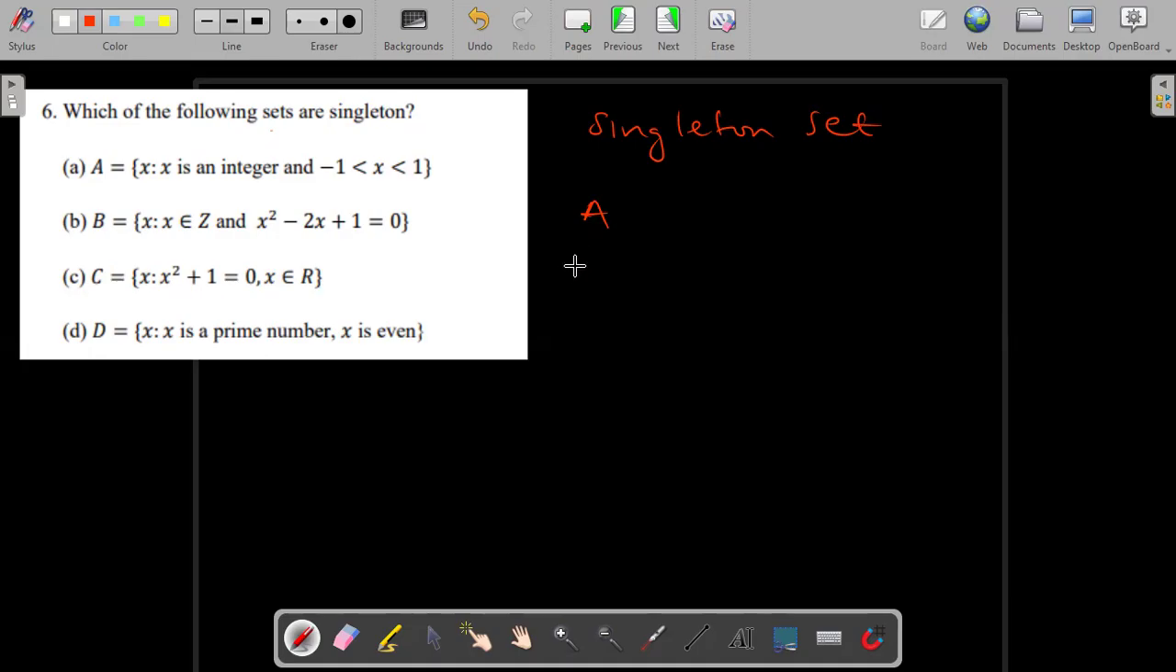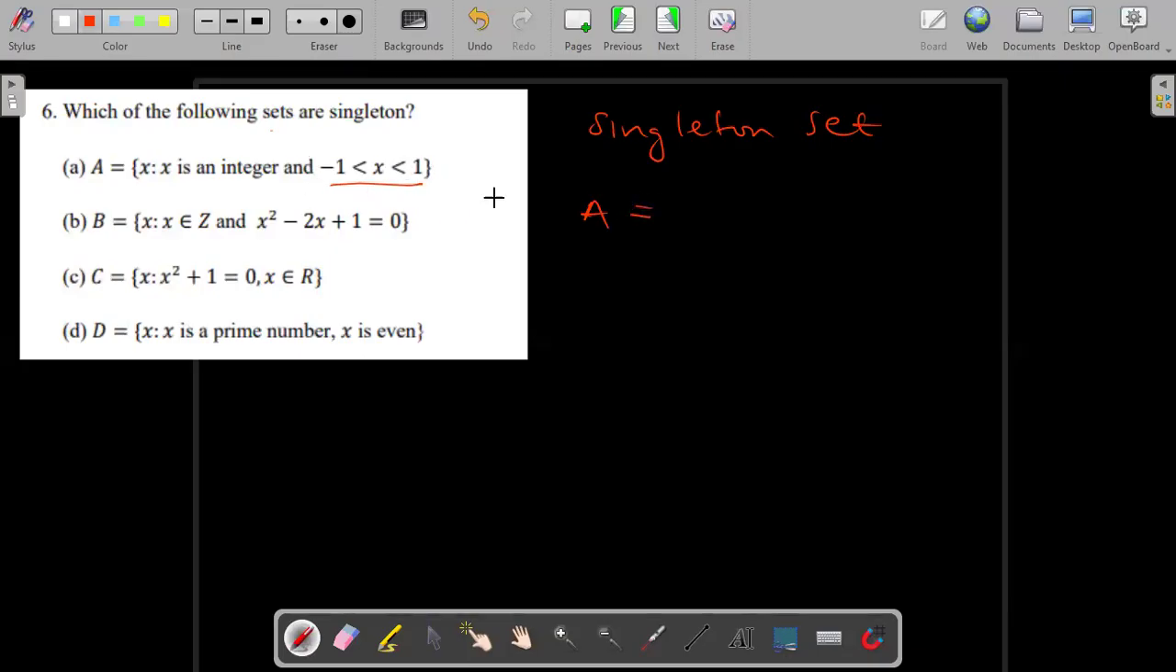So we have the set A, and the set A here, as we can see, is the set of all x such that x is an integer, and that integer has to be between the values given to us, -1 and 1. So -1 and 1 are not part of the set because it is strictly the less than symbol that they've used there. So now you check what is the element that is in between this interval.